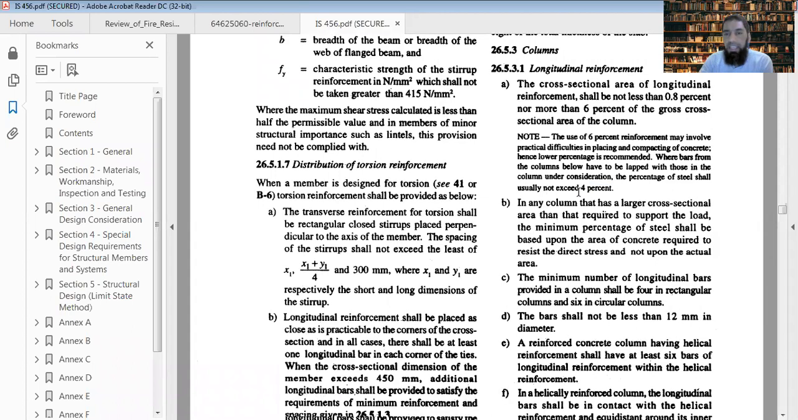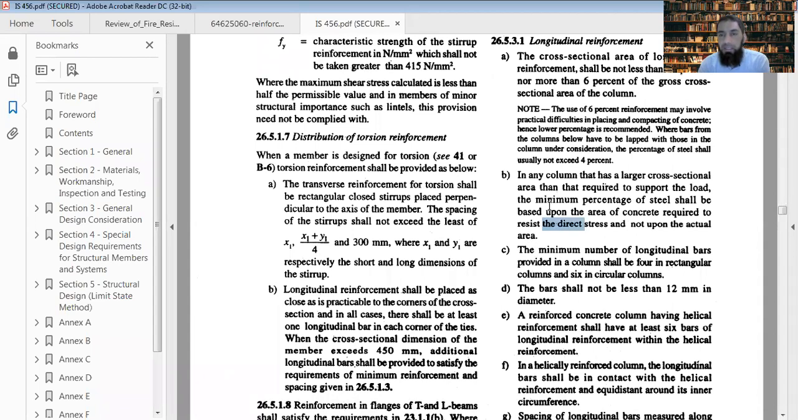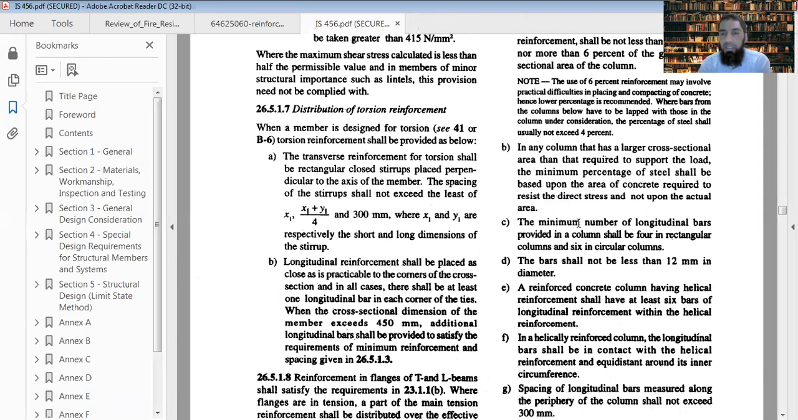Then in any column that has a larger cross-sectional area than that required to support a load, the minimum percentage of steel shall be based upon the area of concrete required to resist the direct stresses, not upon the actual area. So this is a function. Then your minimum area of steel depends upon the cross-sectional area. But if the cross-sectional area Ag is quite large, then you take it with respect to the direct stresses, which I was just calculating and giving you.